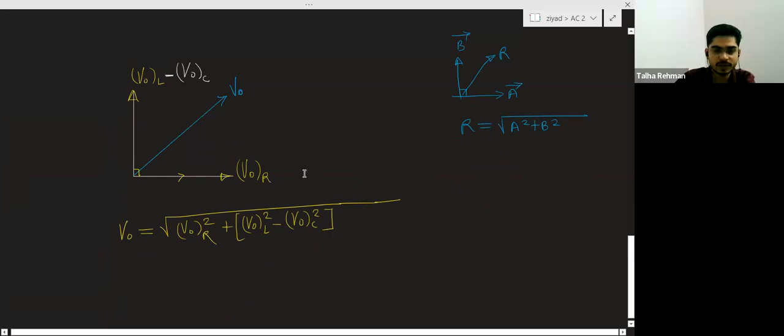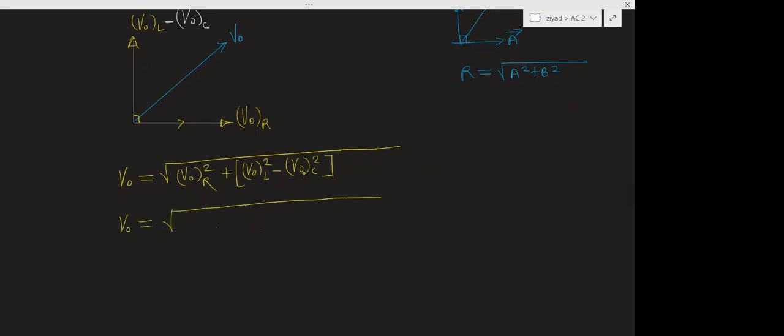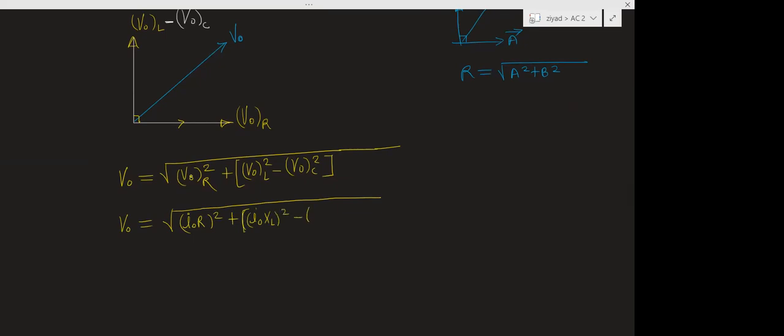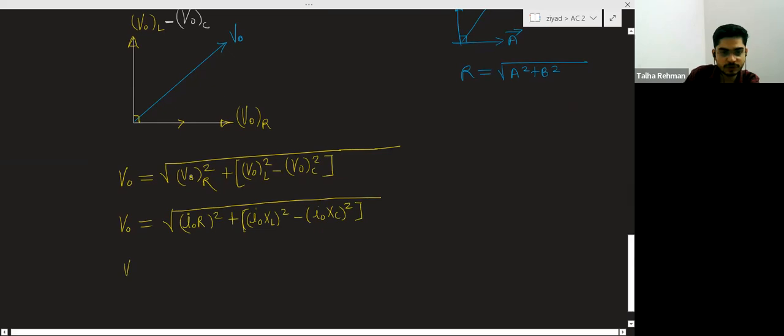Peak voltage of the circuit. Now we can further solve it. This is V naught, which is under root, V naught R can be written as I naught into R squared, plus this thing can be written as I naught into XL squared, minus this can be written as I naught into XC squared. Okay, so this is your V naught.